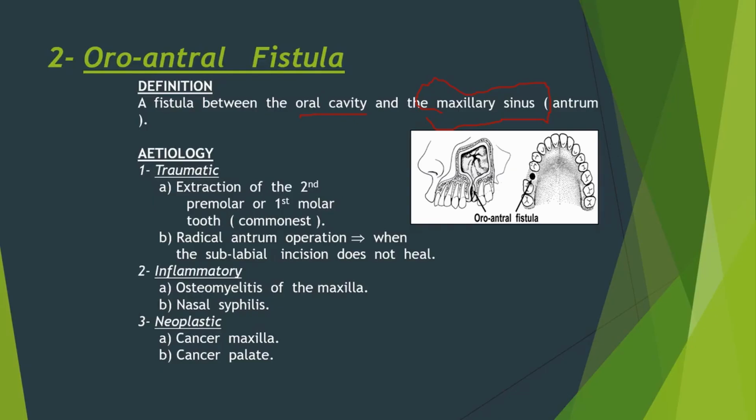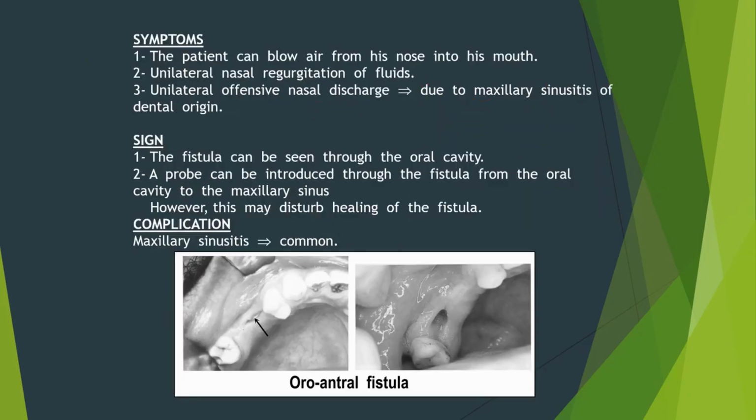It can be inflammatory due to osteomyelitis of the maxilla or nasal syphilis, and it can be due to a neoplasia, like a cancer maxilla or a cancer palate. The symptoms for oroantral fistula are the patient can blow air from his nose into the mouth, unilateral nasal regurgitation of fluids, unilateral offensive nasal discharge due to maxillary sinusitis of dental origin, and the signs are the fistula can be seen through the oral cavity.